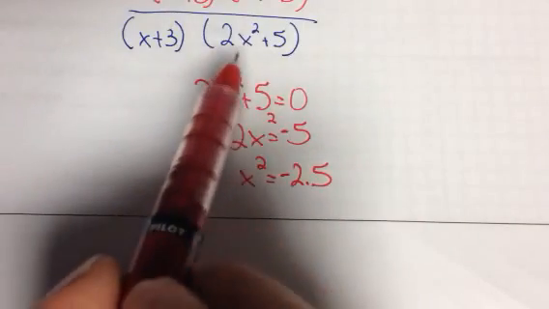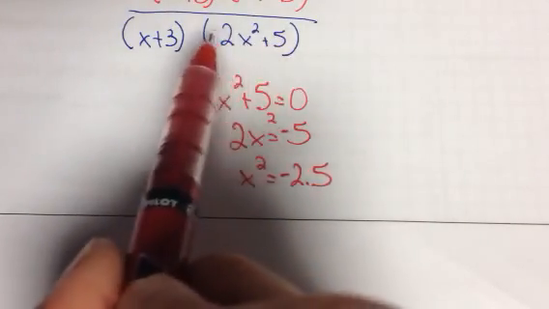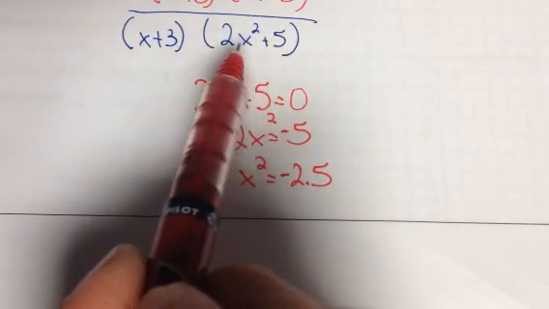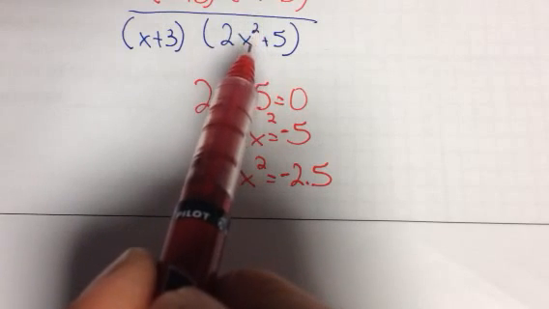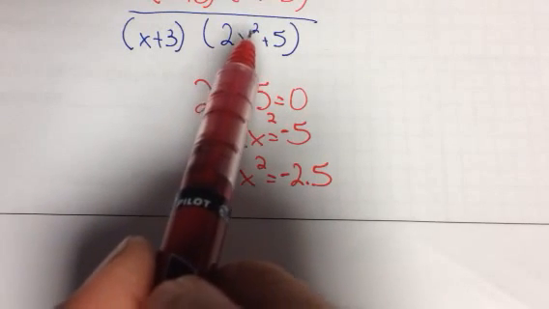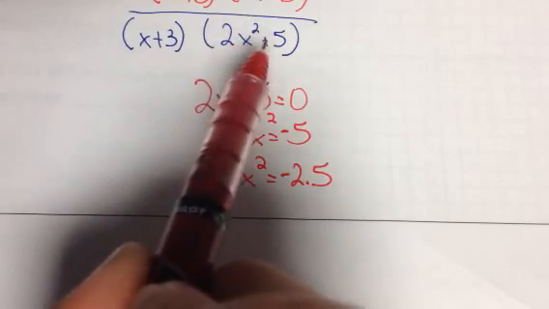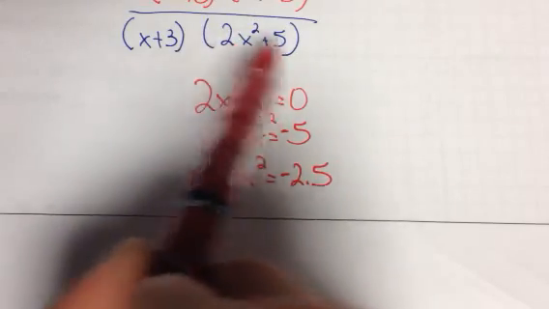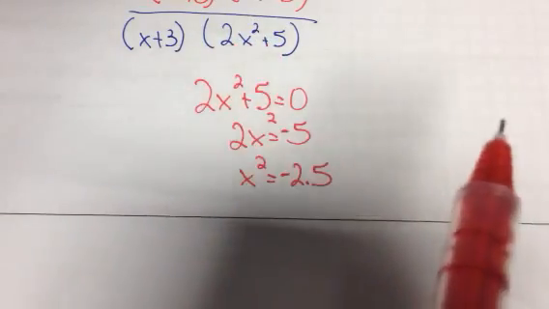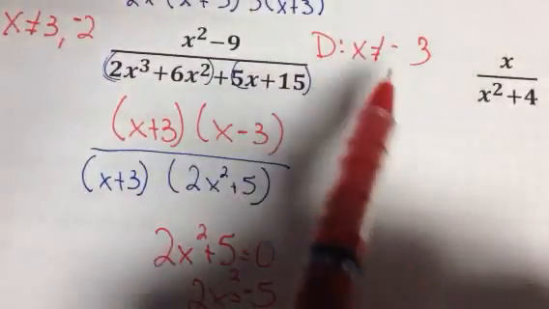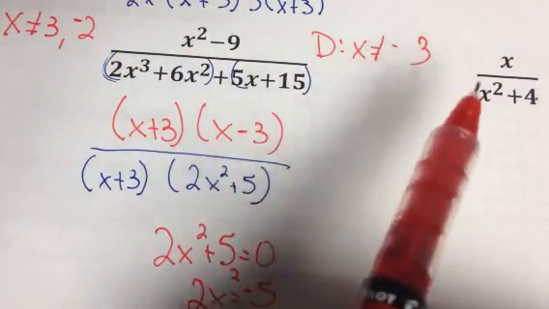And if you think about it, what that means is nothing's going to make this set of parentheses 0, because no matter what number you take and square it, any number, positive or negative, squared is going to be positive. Take that positive times 2, you have a positive, add even more positives to it. This is never going to become 0. It's just going to keep getting bigger and bigger. So my only excluded or domain issue is -3.